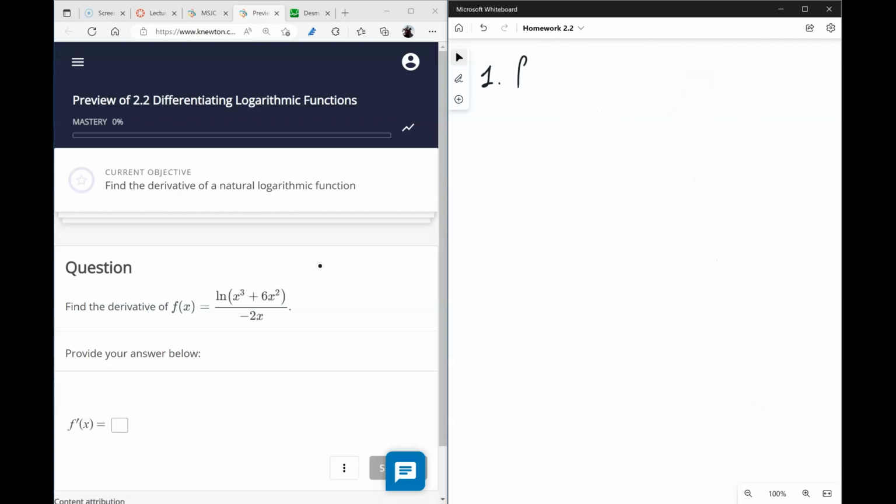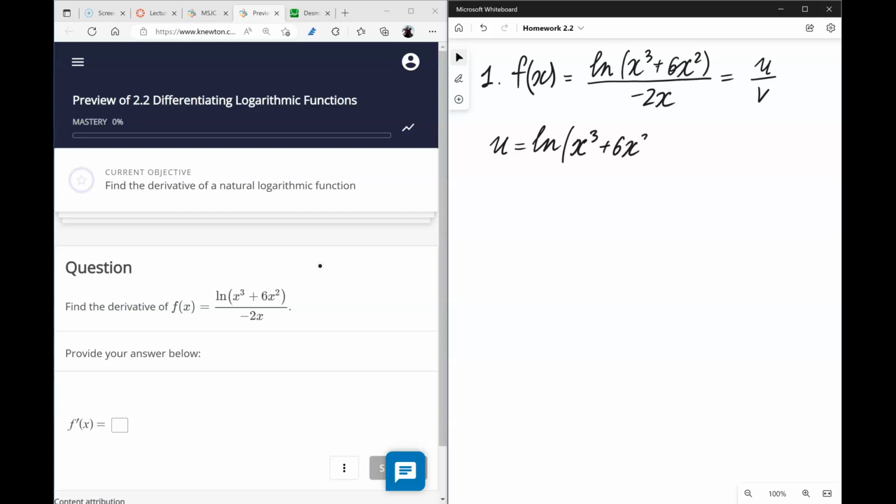The first problem is f of x is equal to ln of x cubed plus 6x squared, divided by negative 2x. Here we have to identify this function as a ratio. So to find the derivative of it, we need to figure out the derivative of each of the components. So u is equal to ln of x cubed plus 6x squared, and v is equal to negative 2x. So v prime is just negative 2.